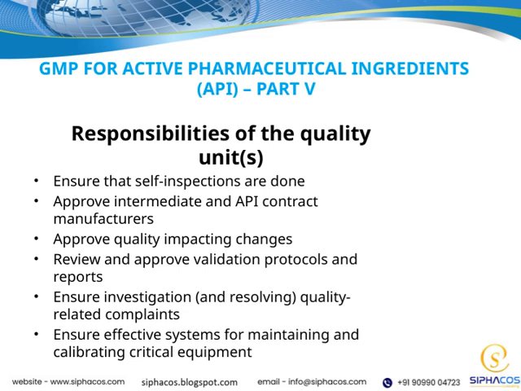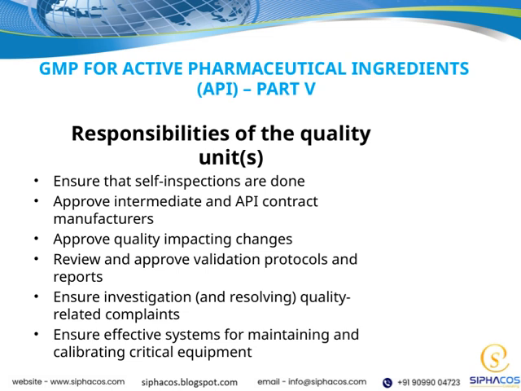They also approve any quality-impacting changes. That includes changes to processes, equipment, or materials that could influence the quality of the API. This helps us maintain consistency and compliance throughout production. Reviewing and approving validation protocols and reports is another vital responsibility. Validation confirms that our processes reliably produce quality products, so this review ensures we meet all necessary standards and specifications.